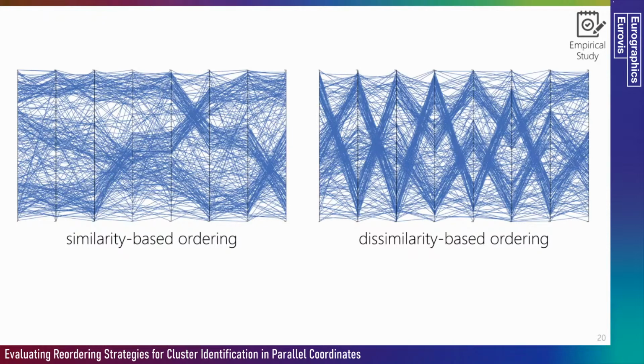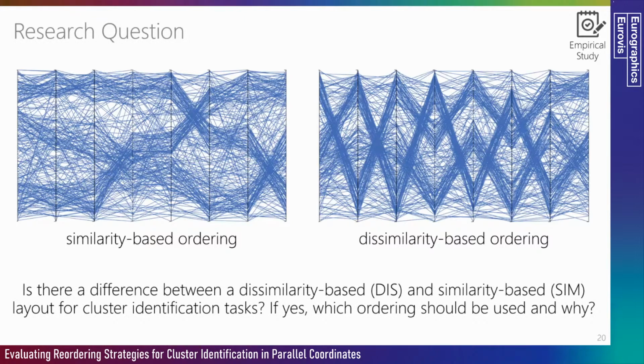While clusters are visually more prominent in a dissimilarity-based layout, these charts are also more difficult to read due to the zigzag-like patterns. Therefore, we formulate our research question. Is there a difference between a dissimilarity-based and similarity-based layout for cluster identification tasks? If yes, which ordering should be used and why?